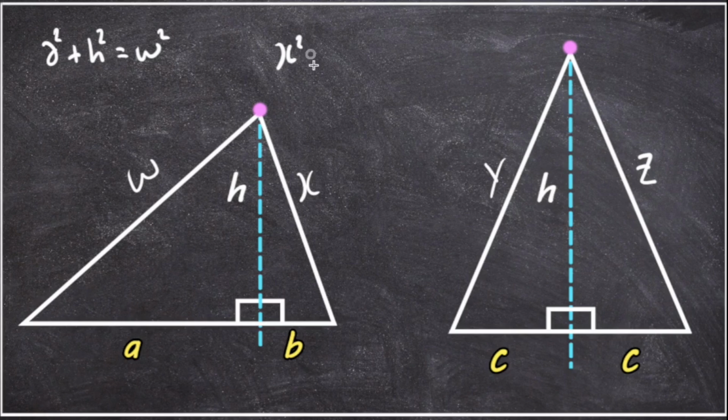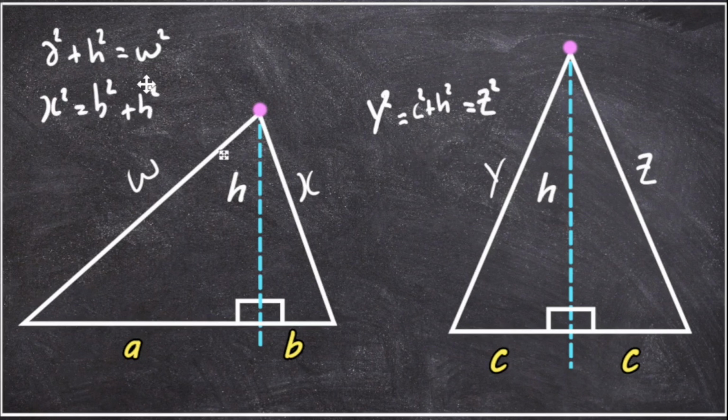X squared must be equal to B squared plus H squared. And Y squared must be equal to, well, the edges adjacent to the right angle are C and H, which means that Y squared is C squared plus H squared. But the other triangle has the same edge lengths, C and H, so Z squared is also equal to C squared plus H squared. And so now we have a value for all four of the edges.